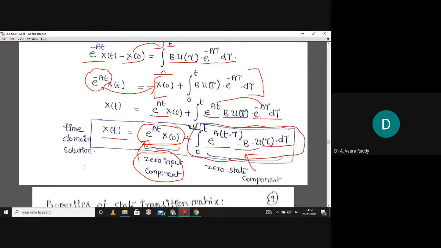So in this manner we derive the expressions for the time domain solution of homogeneous and non-homogeneous equations. If they ask you for the complete solution y of t, then you know this x of t, just substitute it in y of t. So y of t equals C into x of t plus D u of t, isn't it? So that's it. So all of you understood these two, homogeneous and non-homogeneous concepts?